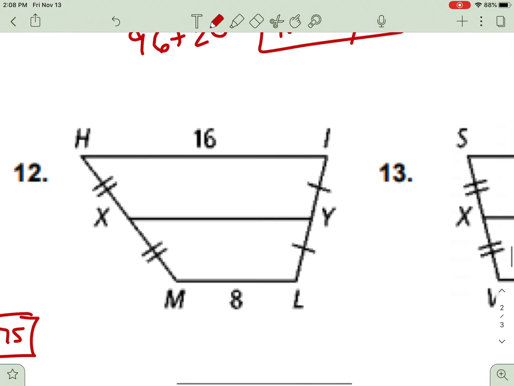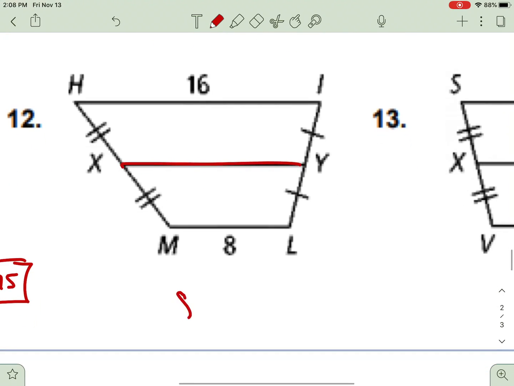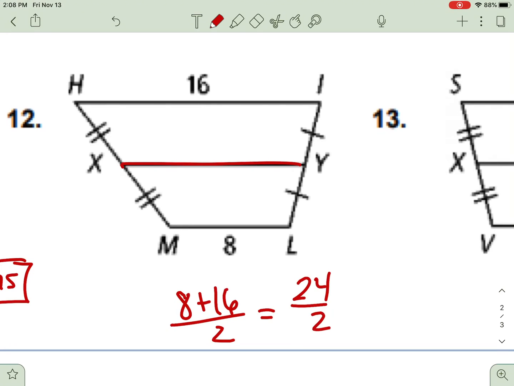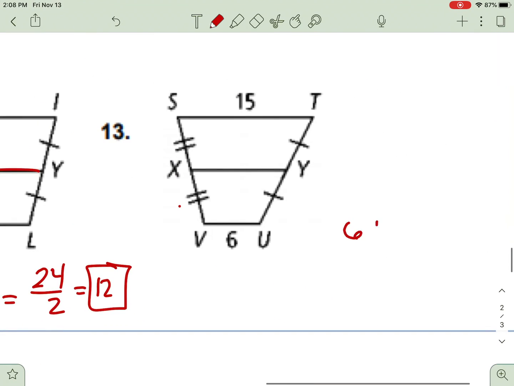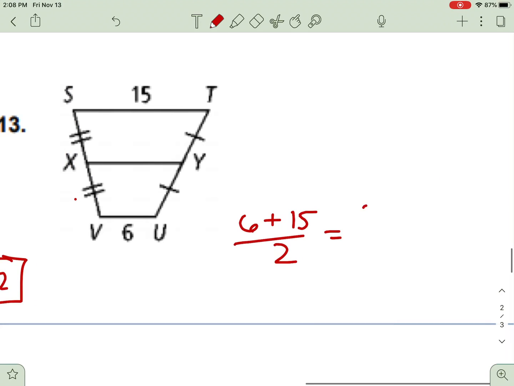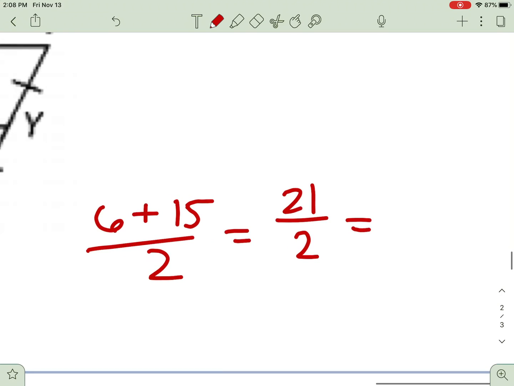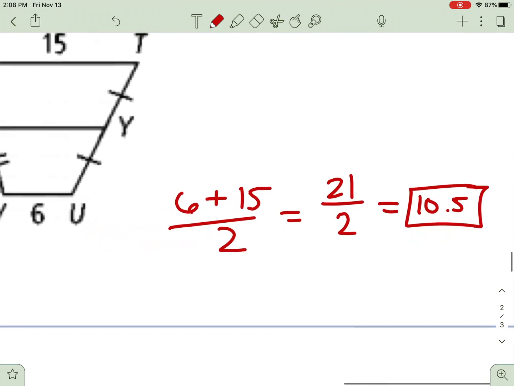Okay, number 12. XY is the mid-segment. Mid-segment is base 1 plus base 2 divided by 2, which is 24, divided by 2, which is 12. Okay, and then the last one, base 1 plus base 2 divided by 2 gives me 21, which is 10.5. Okay.